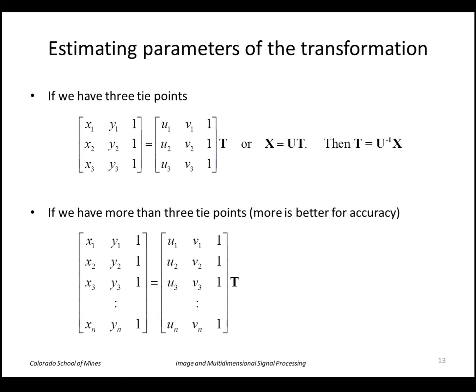Of course, it's better to have more than 3 tie points, in which case you want to do a least squares fit. So stacking the points, let's say I have n points up like this and n points up like this. Now I can't invert u because it's not square, so I need to multiply first by the transpose of u on each side, and that forms a square matrix which I can invert. So I get the resulting least squares estimation of t, as the pseudo-inverse is actually what this is called, of u times x.